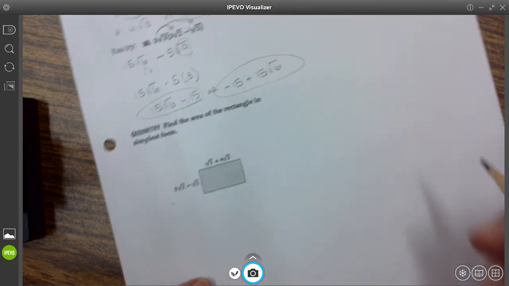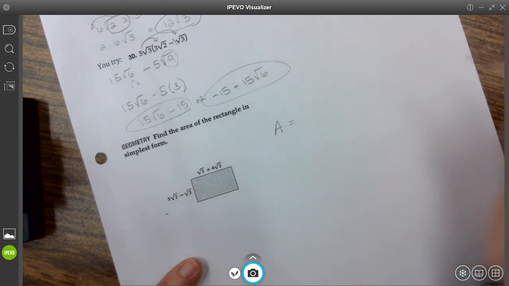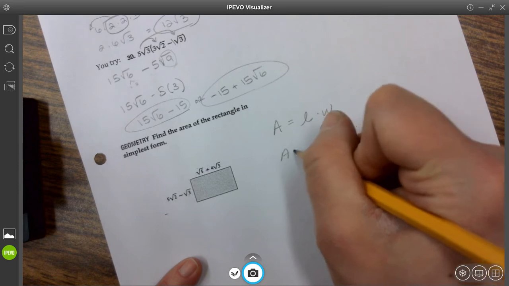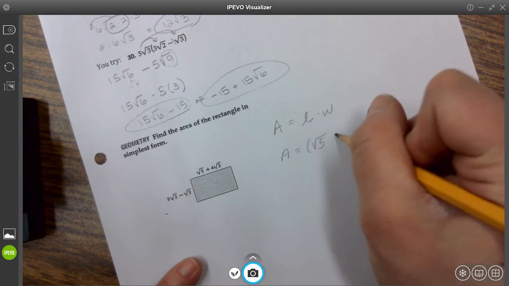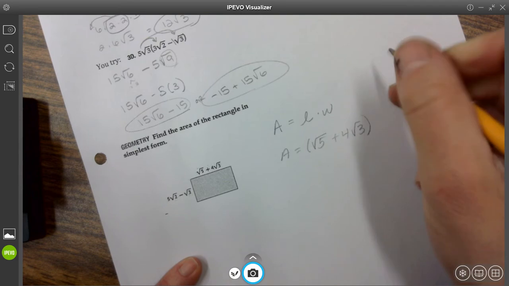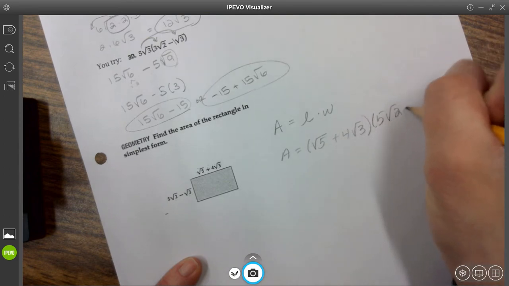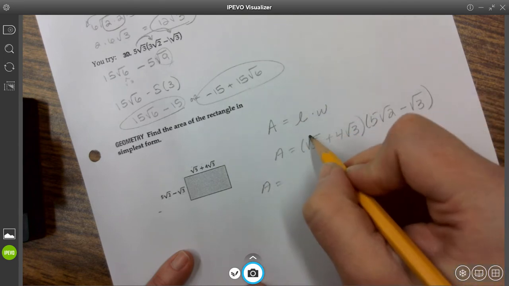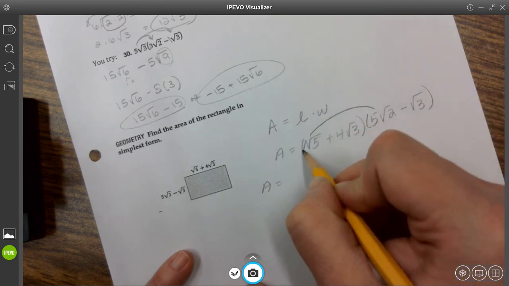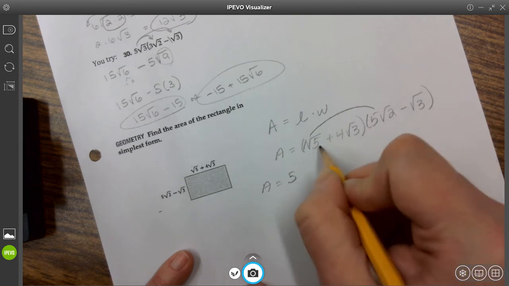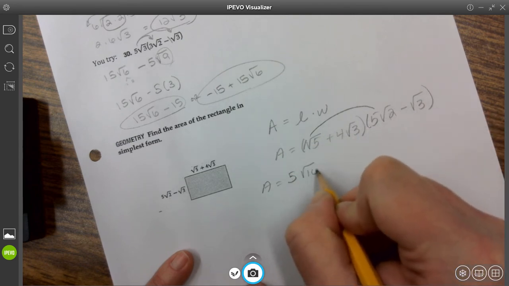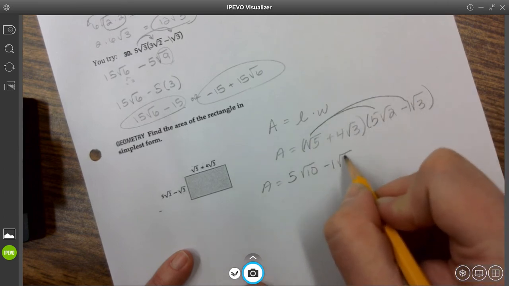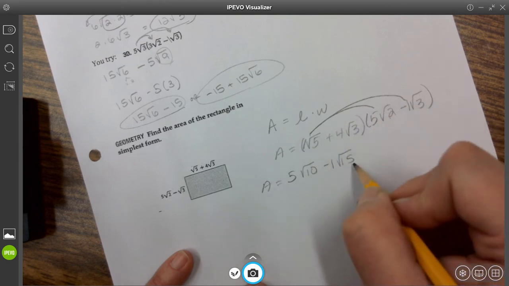Okay, last one. It says find the area of the rectangle. Well, area of a rectangle is length times width. So the area is equal to the length, which is root 5 plus 4 root 3, times the width, which is 5 root 2 minus root 3. So the area is FOILed. Technically, there's a 1 here. So 1 times 5 is 5. Root 5 root 2 is root 10. 1 times a negative 1 is negative 1 root 15, because 5 times 3 is 15.